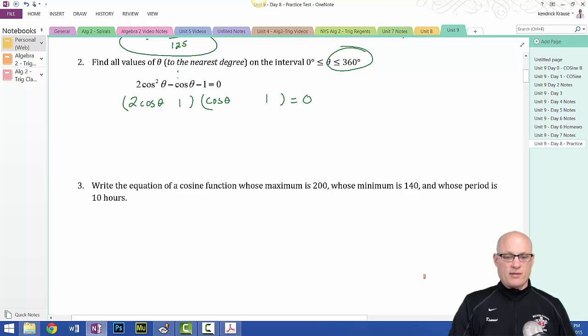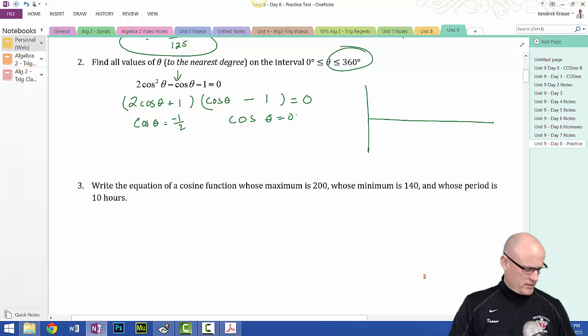Since I want them to add up to negative, I'll make this one a negative and I'll make this one a positive. When I solve this, I get cosine of theta equals negative 1/2. And when I solve this, I get cosine of theta equals 1. When I draw my picture of my amazing cosine curve, it equals 1 here, and it equals 1 here. That's 0 and 360 degrees.